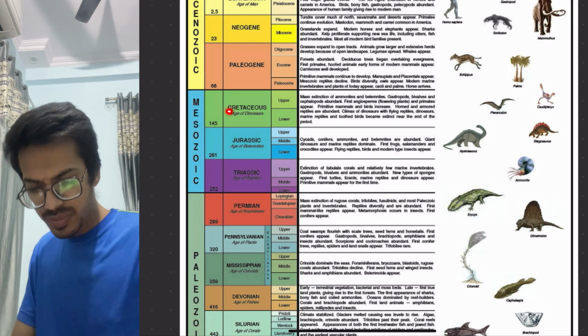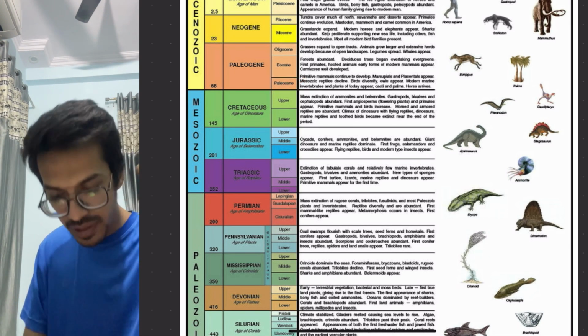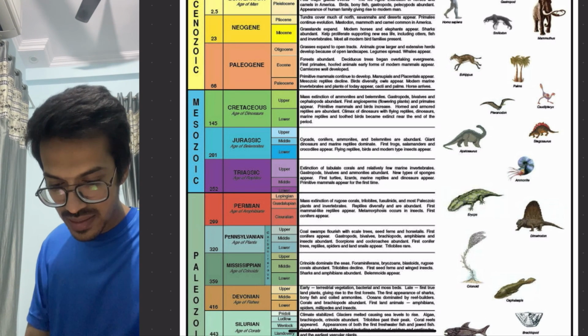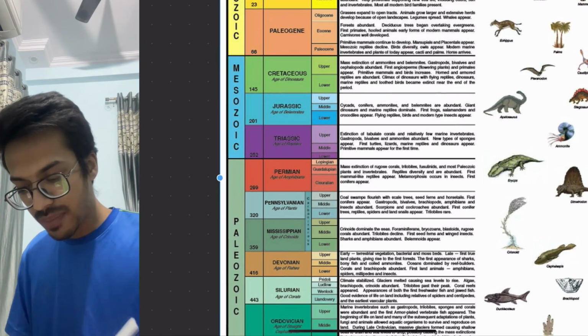Sorry, the Cretaceous period is not the Age of Dinosaur. The Jurassic is the Age of Dinosaur. This is the Cretaceous period where they actually become extinct. Okay, almost got extinct by this time. Okay, then the Permian period is there.